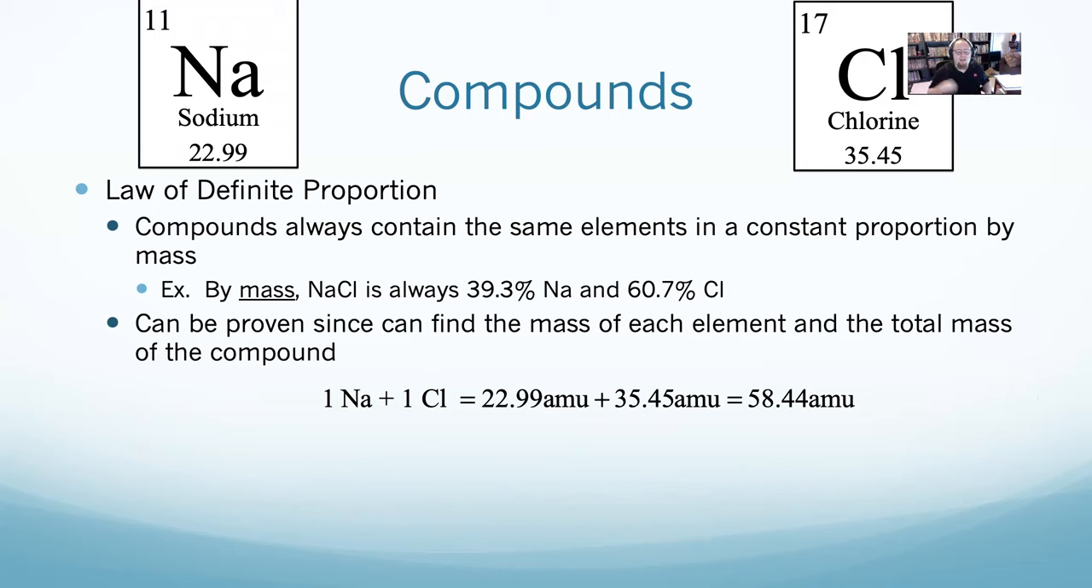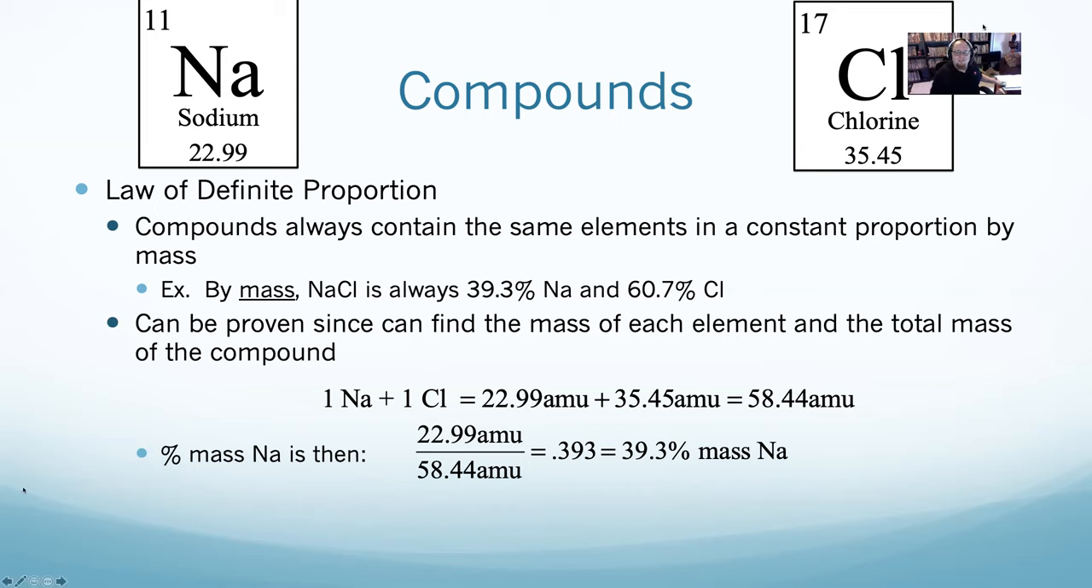If I have one sodium atom and one chlorine atom, I can find the mass of sodium chloride. It's a one-to-one ratio, NaCl. There's no subscripts. So I could say one sodium chlorine formula unit is the mass of one sodium plus one chlorine, taking those numbers from a periodic table. Once again, when you see these boxes at the top, that's just me stealing from a periodic table.